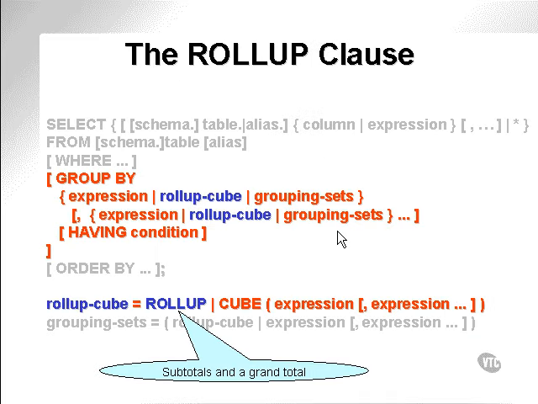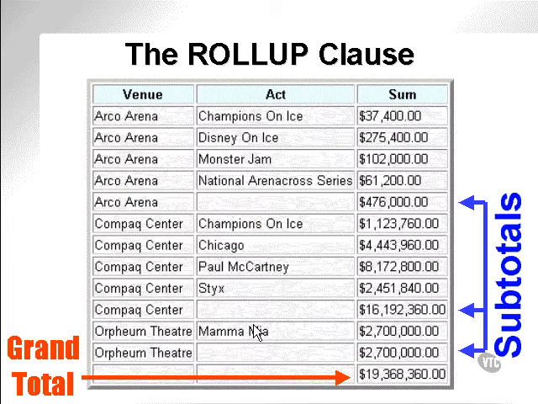Here's the syntax for the roll-up clause. As you can see, roll-up has an expression list applied to it and produces subtotals and a grand total, looking something much like this, where we have a join on the venue and act tables and the ticket table with the total values of tickets.